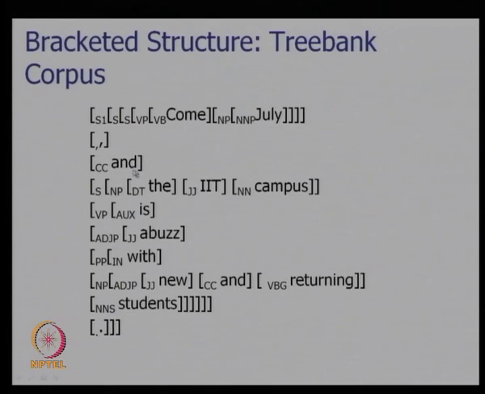So, weather is hot, the day is cold, John is well, my sister is studious. These are examples of cases where an auxiliary and a predicative adjective together form a verb phrase. It is a very common construction in the English language. So, this bracketed structure is nothing but the parse tree itself, written in a linear fashion.